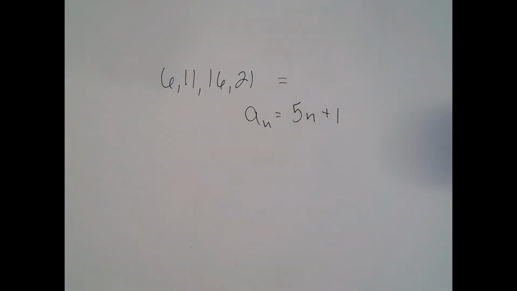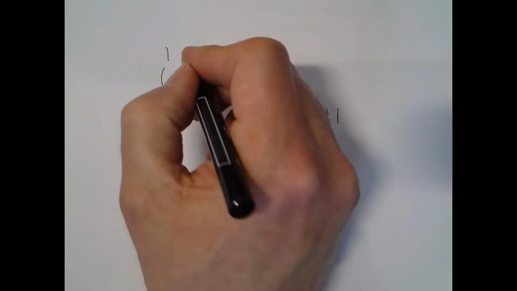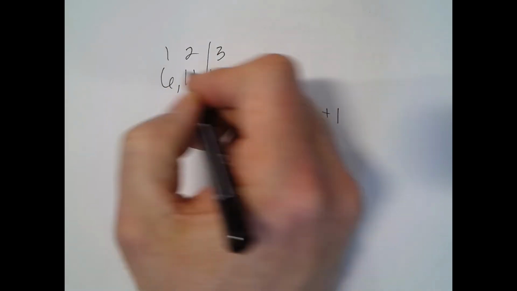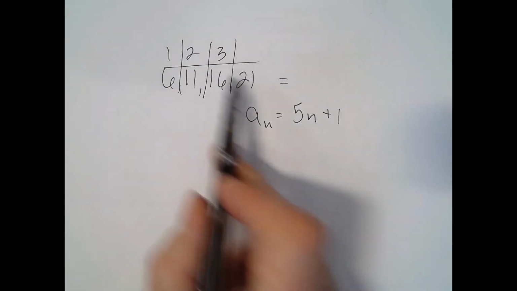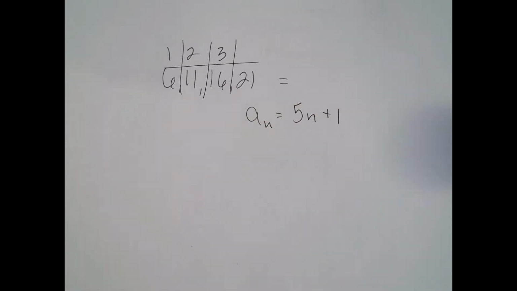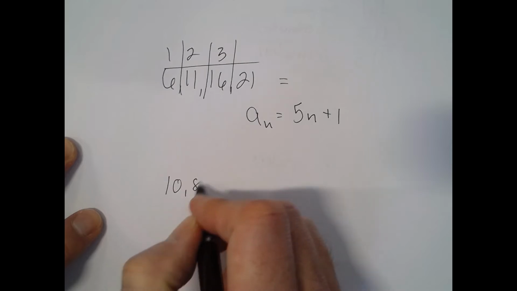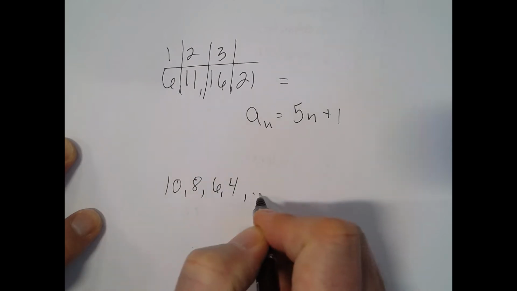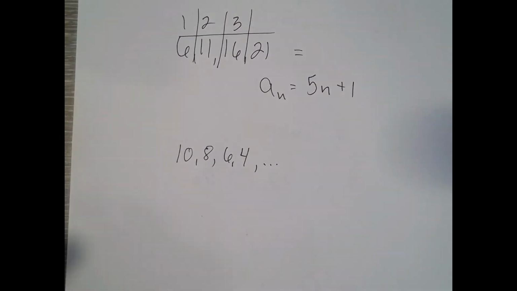And you can always check, like if I want to know the third term here, you could plug 3 in. 5 times 3 is 15, plus 1 gives me 16. Feeling pretty good about my answer. Let's try one more. Give me the nth term.